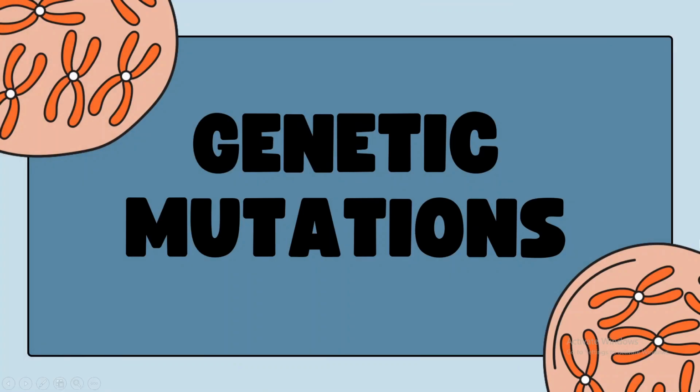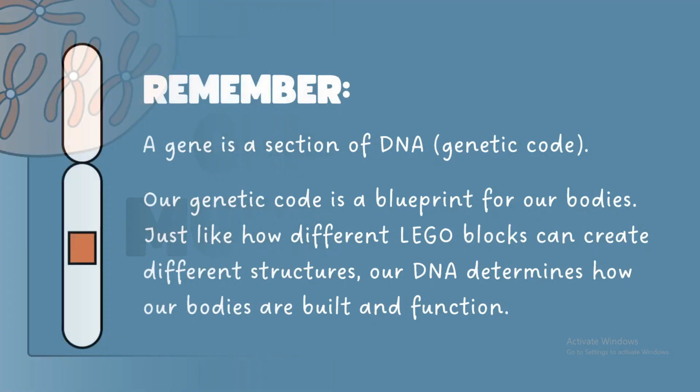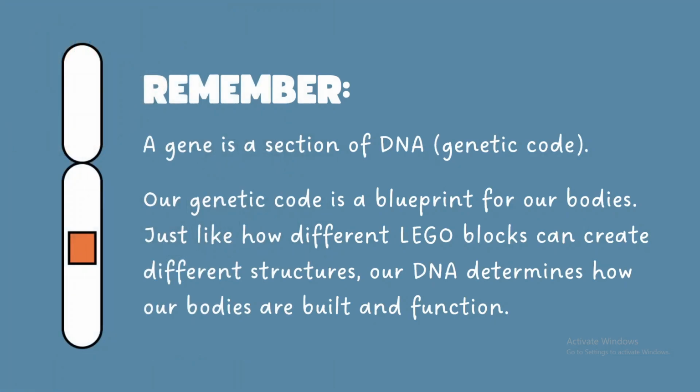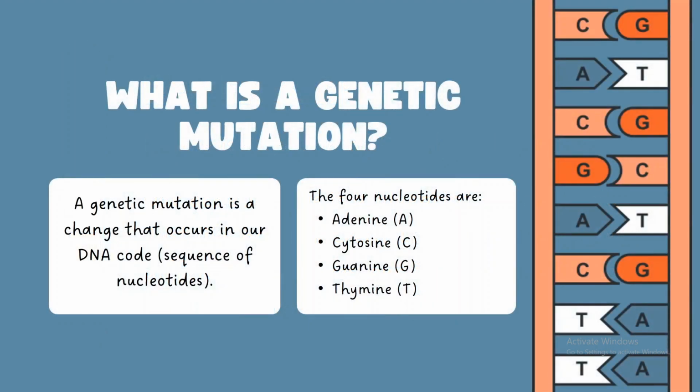Hello. In today's class we will discuss genetic mutations. Before genetic mutation, we have to remember something. A gene is a section of DNA or genetic code. Our genetic code is a blueprint for our bodies. Just like how different Lego blocks can create different structures, our DNA determines how our body is built and functions.